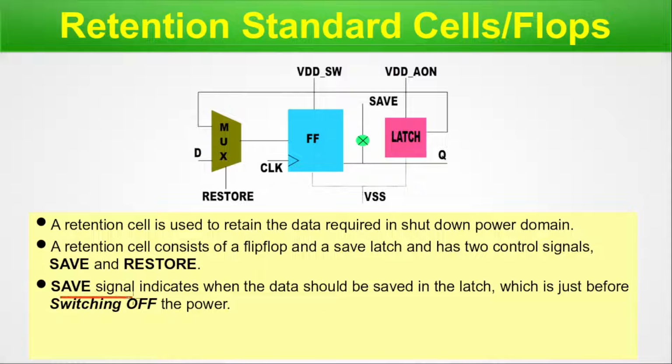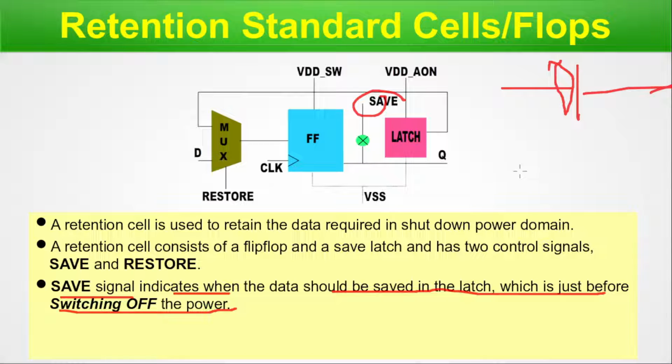and that has to be processed through the retention cell, and that has to act on the power domain. Save signal indicates when the data should be saved in the latch, which is just before the switching off of the power. That means save is just when you are cutting off the power, right? Before that, the save operation has to be performed.